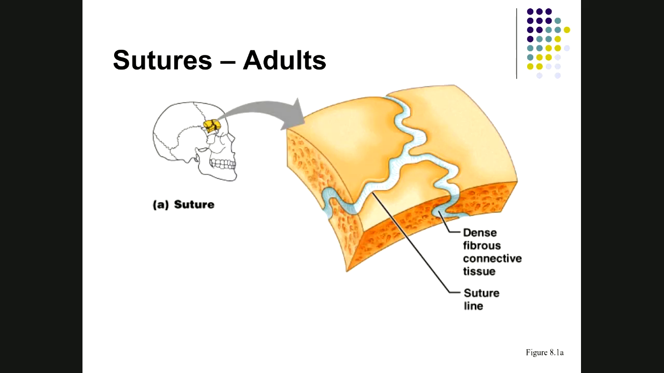But here's what a suture looks like in the adult. So look, these bones have now grown almost completely together. We have these interlocking things, but still there are these little tiny fibers holding those bones in place. Remember, there's no cavity, there's no space between these bones. So that's one type of fibrous joint.